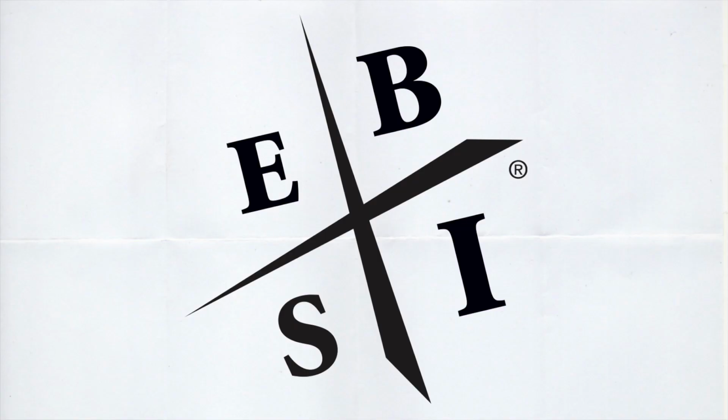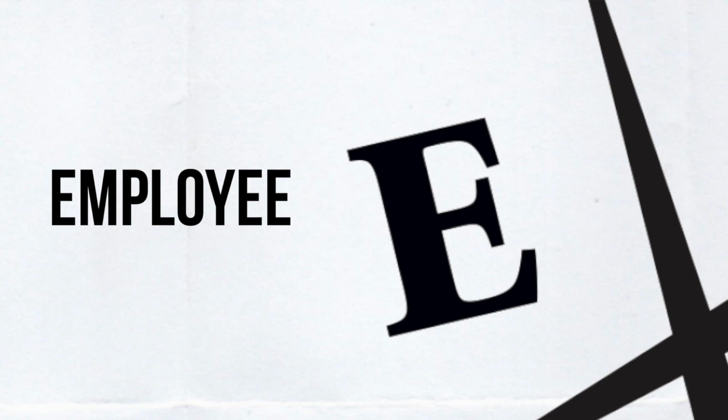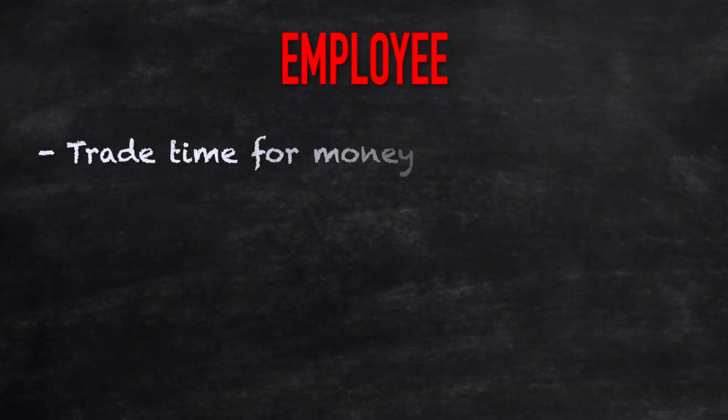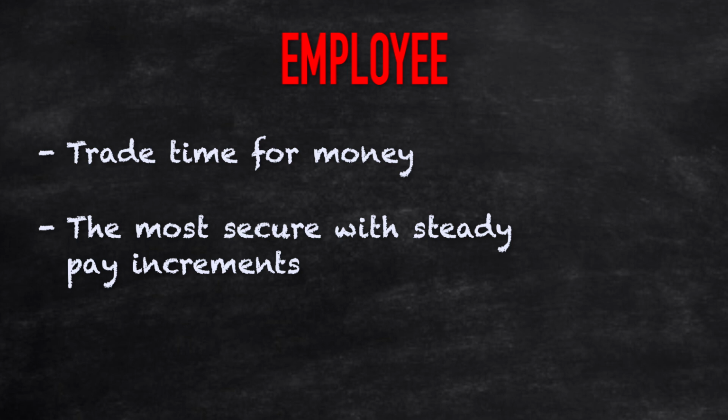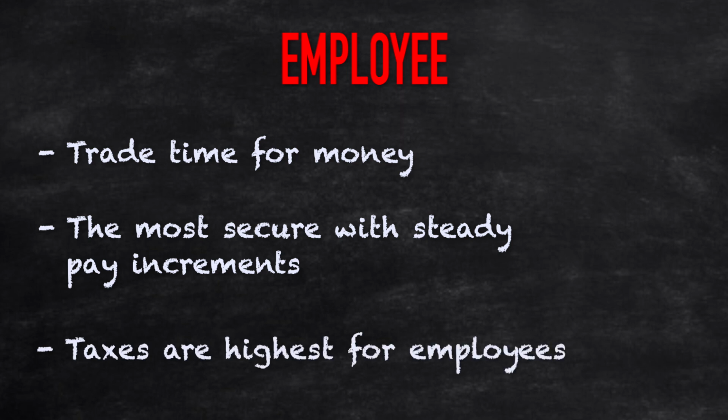So the first quadrant is E, which stands for employee. This is where the vast majority of people live. It's the job that you have where you work for a company and you trade your time for money. Kiyosaki said that his poor dad advised him to go to school and get a degree so that he could get a job, which is perfectly fine. It is certainly the most secure, and if you want more money, you either try to get a raise or another higher paying job. The issue is that the tax laws are the highest for employees.